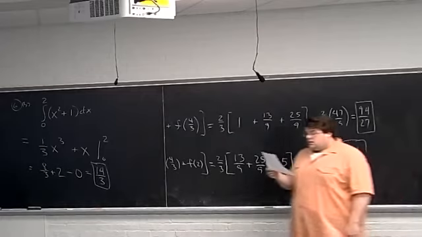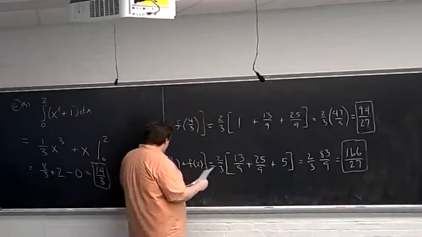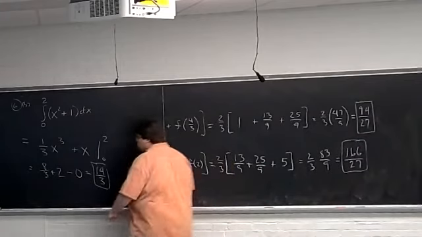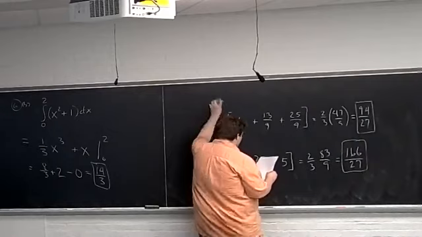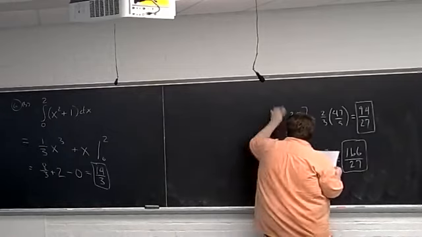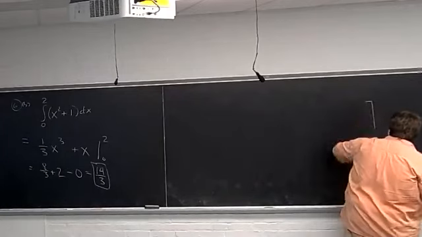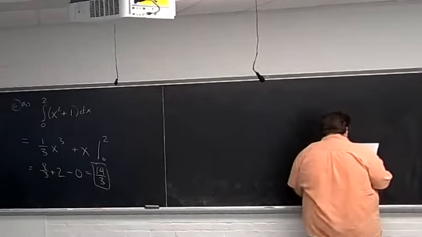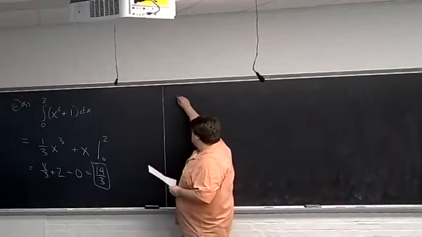Okay, number 7. A plane flying horizontally at an altitude of 1 mile and a speed of 500 miles per hour passes over a radar station. Find the rate at which the distance from the plane to the radar station is changing when the plane is 2 miles from the station.